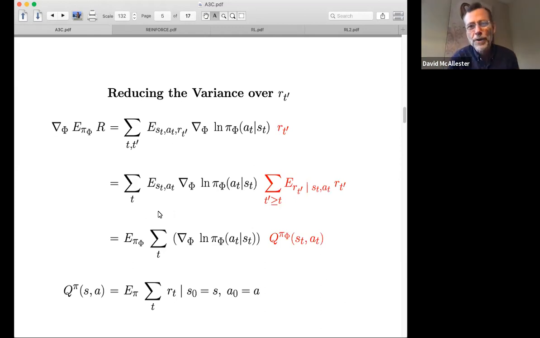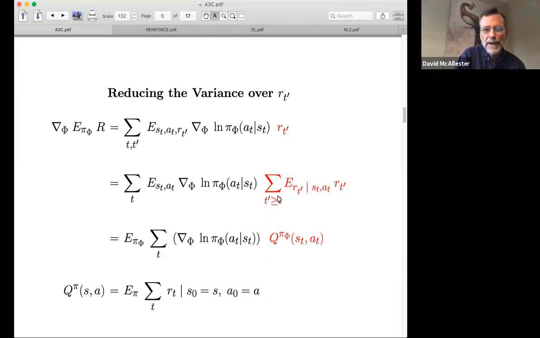Anyway, so this is what we're trying to do. We're trying to reduce the variance over RT over this later reward. So what we're going to do is take this, the REINFORCE algorithm. It's summing over 2 times. This term depends on the first time, and this term depends on the second time. So I'm just going to take this sum over the second time and move it in. So I've got a sum over the first time, and this is the sum over the second time.